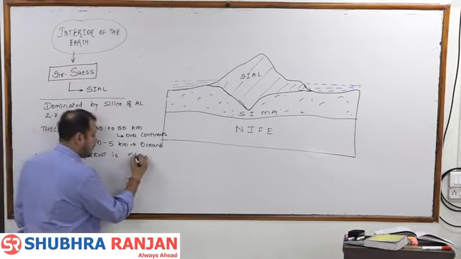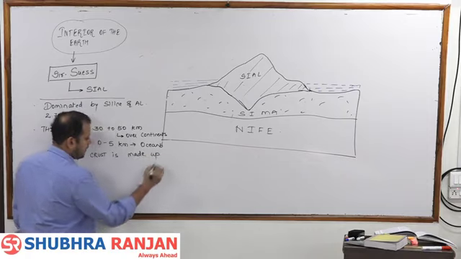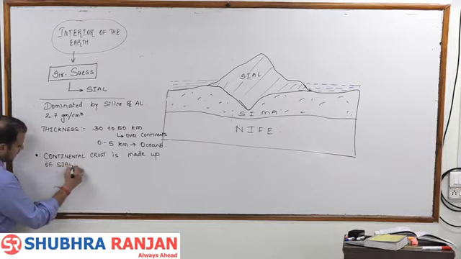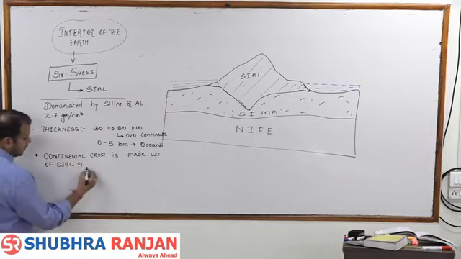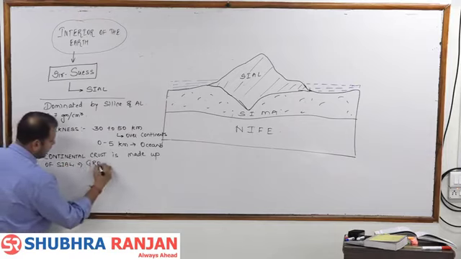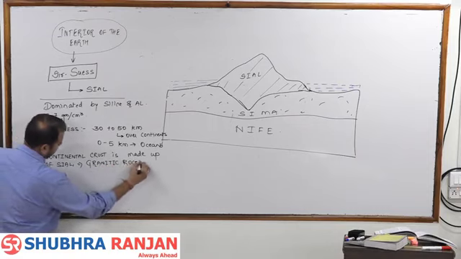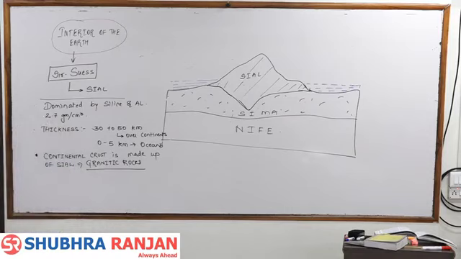Continental crust is made up of sial, and it is dominated by granitic rocks. The granitic rocks. It is dominated by the granitic rocks.